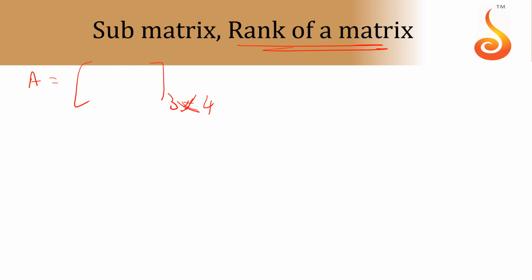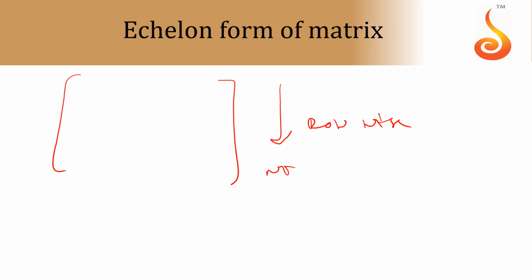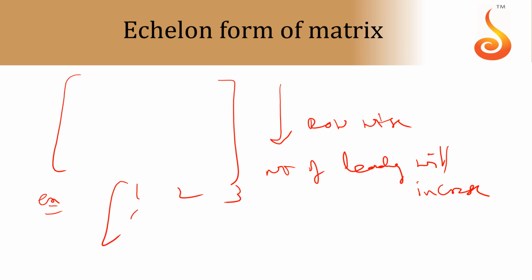But finding rank by its original process will be very difficult. That's why we introduce a form called echelon form. Echelon form means that in a matrix, as you go down row-wise, the number of leading zeros will increase. For example, like this: 1 2 3, 0 1 2, 0 0 1, 0 0 1. So this we can call echelon form.